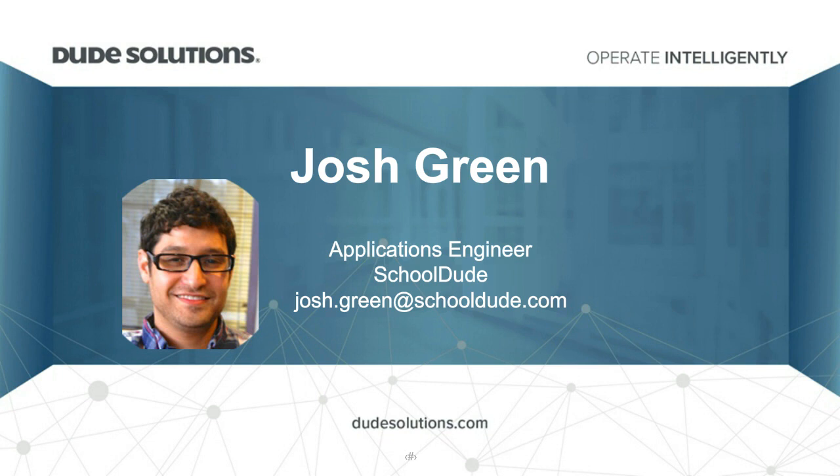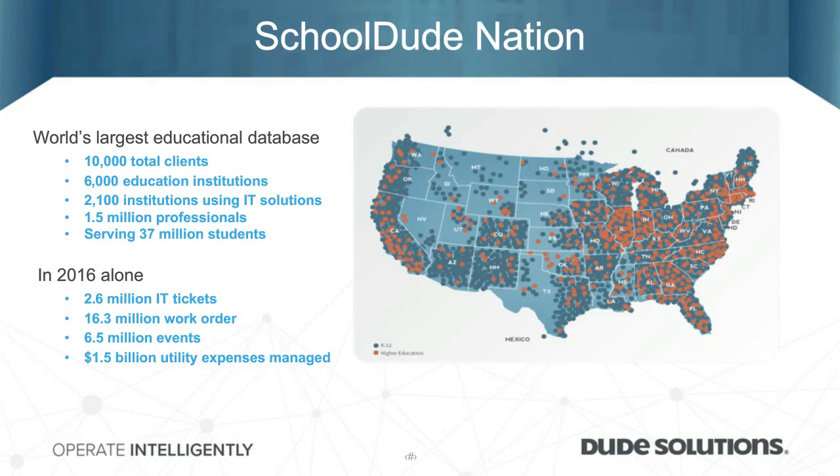For those that are not familiar with us, I have a quick slide overview of what we call Dude Nation. We are the world's largest educational database. We have over 10,000 total clients. 6,000 of those are educational institutions, and 2,100 institutions are using our IT solutions. We serve over 1.5 million professionals and 37 million students, and growing. In 2016 alone, we processed over 2.6 million IT incidents, IT tickets, in our help desk solution. So a lot of data is going through our system, and we're starting to do some really cool, interesting stuff with it.